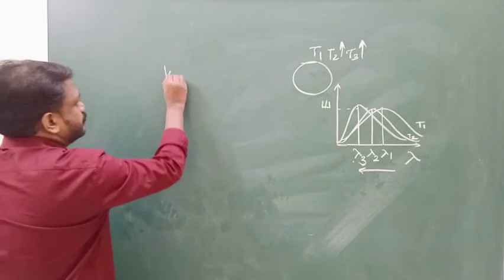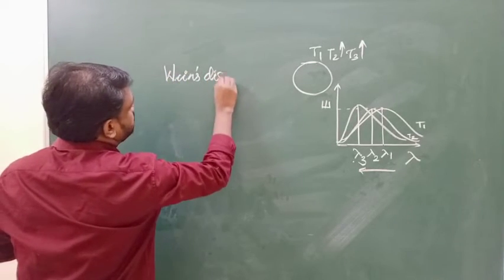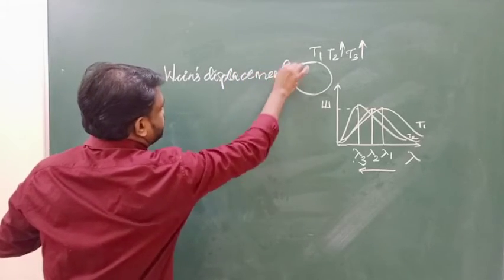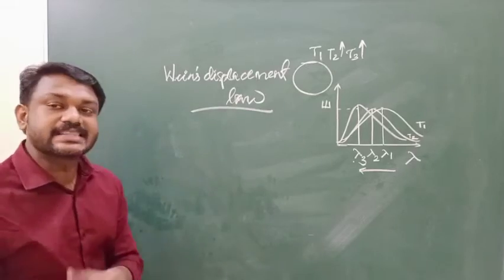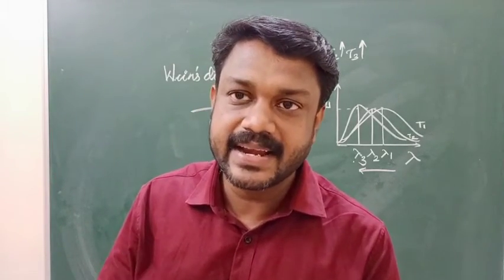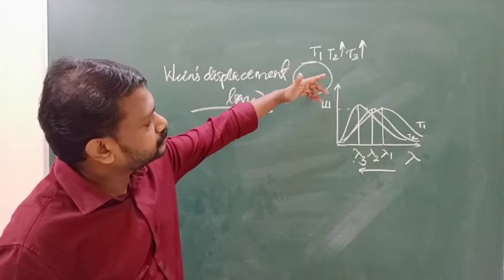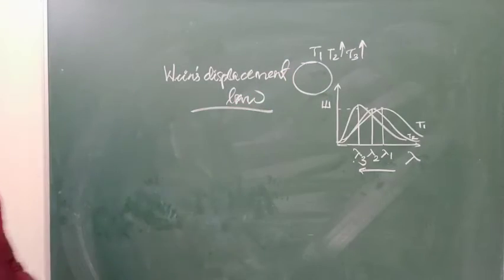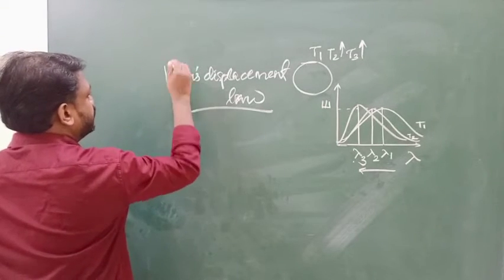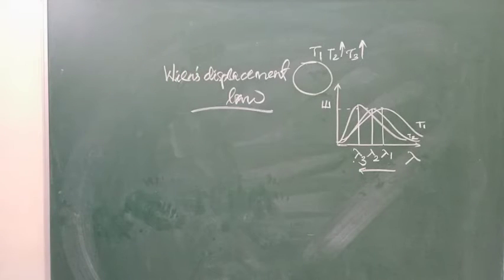And this is known as Wien's displacement law. What is displacing here? The wavelength of maximum energy emitting radiation decreases as the absolute temperature of the black body increases. So as the temperature of the black body increases, the maximum energy emitted radiation displaces towards shorter wavelength. That is Wien's displacement law.